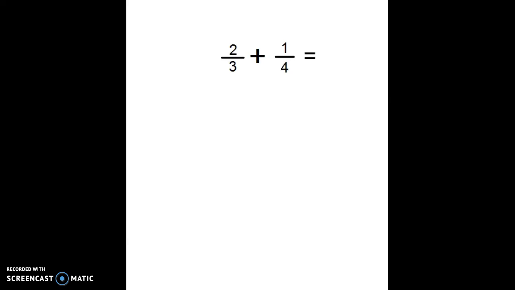So I'm going to give you some helpful hints here and take a look. Before we add fractions, we have to have a common denominator. So when in doubt, you can multiply the two together. You get a 12 and a 12.